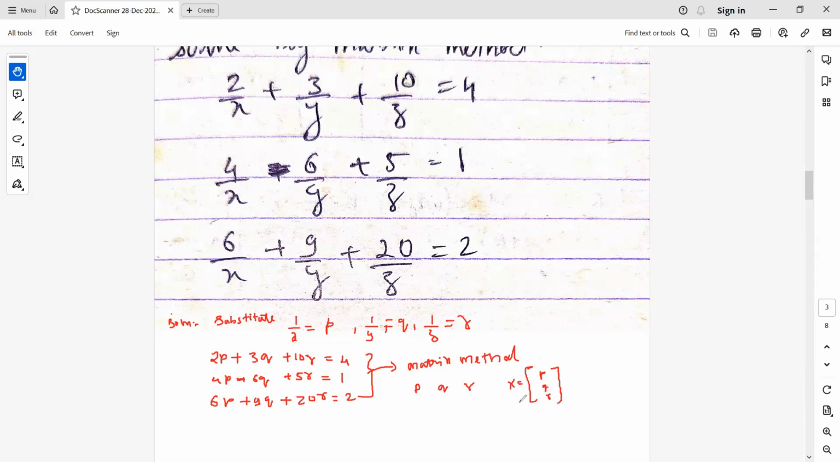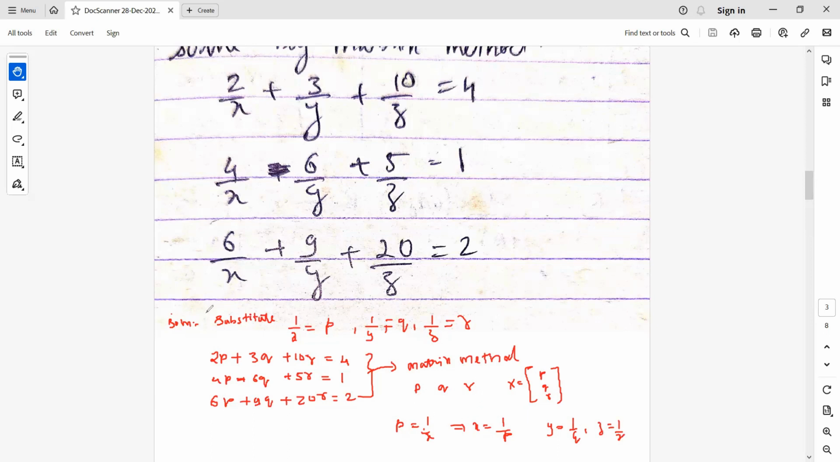First we have to obtain p, q, and r, and then finally you have to replace them. So p is equal to 1 by x, which means x will be equal to 1 by p. That is, you need to take the reciprocal to calculate x. Similarly, y will be equal to 1 by q, and z will be equal to 1 by r. This is the final step you have to do.